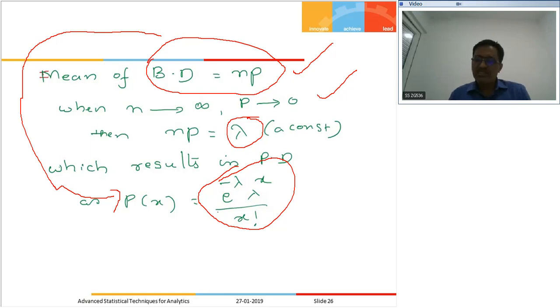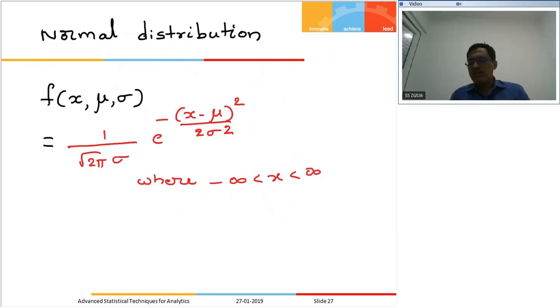No, this is not Gaussian actually. We'll see. Okay. So next is our important distribution, that is Gaussian distribution or normal distribution. Here I think we'll take 1 or 2 minutes, 1 minute, then we'll continue and try to complete normal distribution.